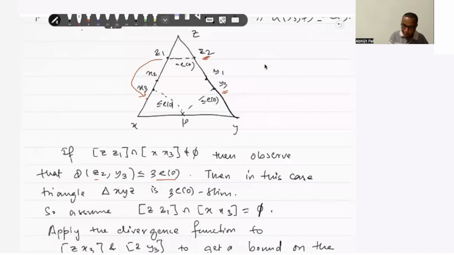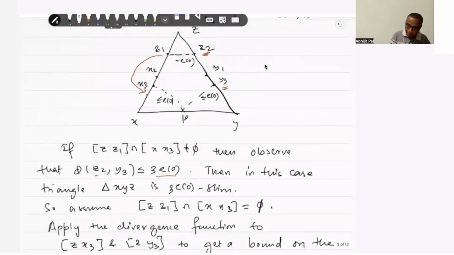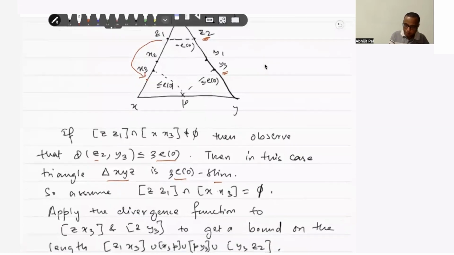So then in this case, life is simple. You can show this triangle to be 3 E naught slim. So we are done for this case.